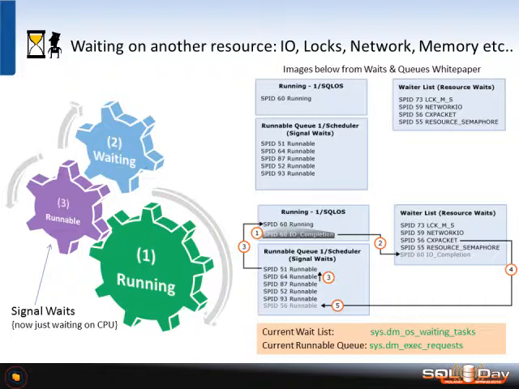When that happens, the running process effectively stops at that point and goes into the waiting list, which is all the resource waits, the one we were talking about earlier. This is really what we're tracking here. And you can see here we've got some examples of the SPID.